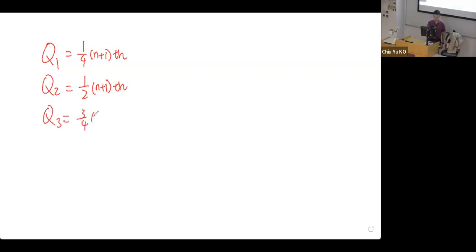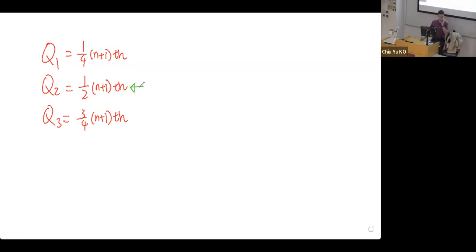Okay, remember Q1, by definition, is the 1/4 (n plus 1)th data, right? Q2 is half of (n plus 1), the (n plus 1)/2th data. And Q3 is 3/4 of (n plus 1), the 3/4 (n plus 1)th data. Then let's extend the idea of what we do for the median to our case. What we have been doing for the median, or Q2, is n plus 1 over 2.